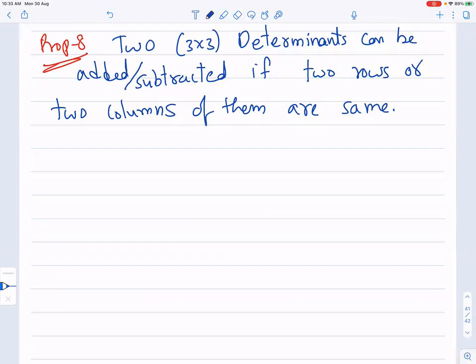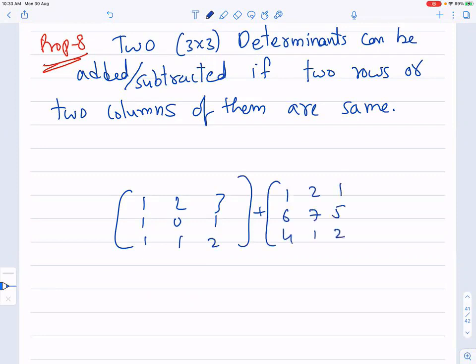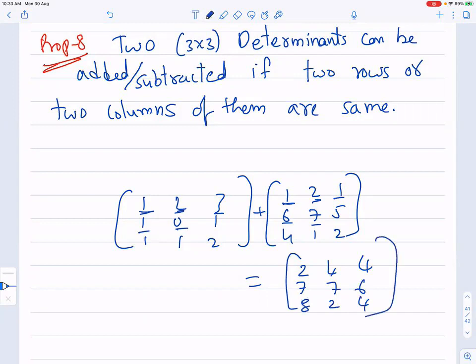So when you do matrix addition, what will we do? Imagine you have to add 1, 2, 3, 1, 1, 1, 0, 1, 1, 1, 2. We are adding with 1, 2, 1, 6, 7, 5, 4, 1, 2. What will happen? We will add this element with this element. 2 plus 2, 4. 3 plus 1, 4. 1 plus 6, 7. 0 plus 7, 7. 1 plus 5, 6. यही आता है. But determinants cannot be added this way. Two determinants can be added provided two rows or two columns are same. Otherwise, we cannot add them. You just have to find their values and add the values. No other way. You cannot combine to form a determinant.